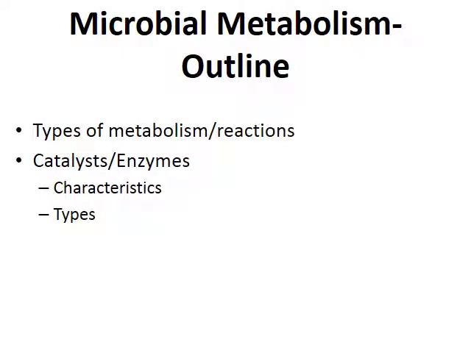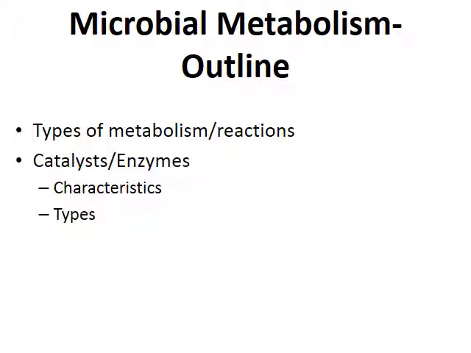I divided up chapter 5 into about 3.5, or maybe 4 different presentations to make it nice and easy because there's a lot of information in chapter 5. Chapter 5 is about microbial metabolism. So we're going to talk about the different types of metabolism. Actually, it's going to be a review because I've already told you in chapter 2 about the different types of metabolism, making things and breaking things down, catabolism and anabolism.